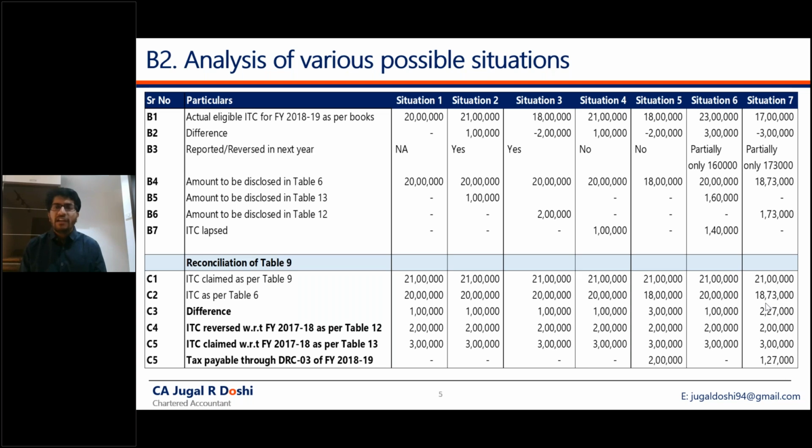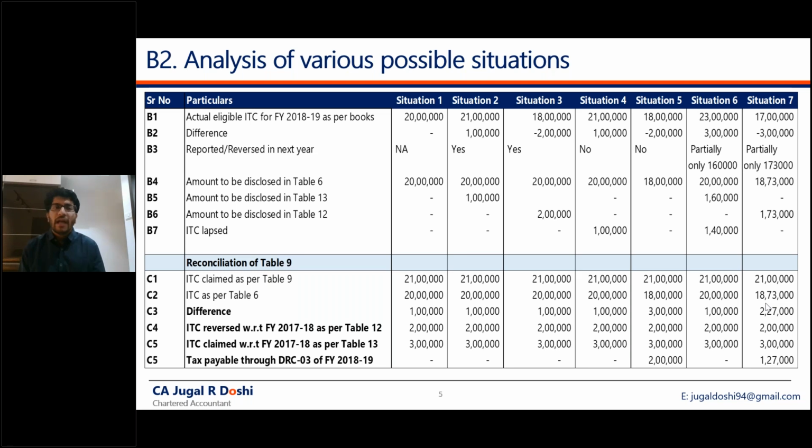In situation 2 and 4, my actual ITC eligible, after all of my deductions in respect of 17(5), Rule 37, 42, 43, is 21 lakhs. Now I have claimed 20 lakhs only. So in situation 2, I have already claimed the remaining 1 lakh in next year. Hence I will report it in table 13. But in situation 4, I have not yet claimed the same. So if the last date for claiming ITC has expired, this ITC of rupees 1 lakh is going to lapse in situation 4. And reconciliation of table 9 will be nil in both the situations.